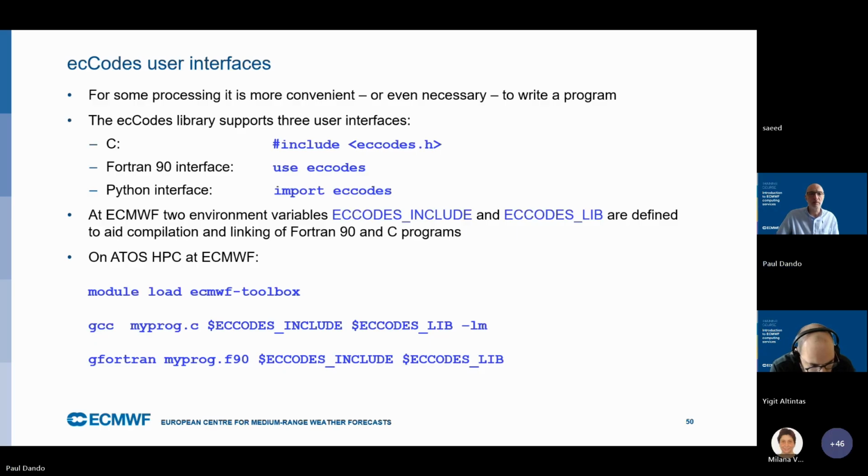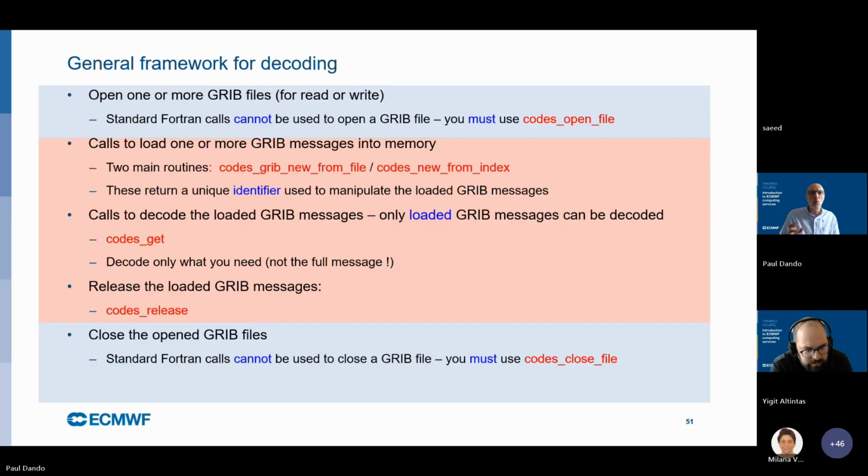So when you're decoding using the API, we put together this general framework, which is kind of thinking about it with Fortran, because we used to teach this course with Fortran. We're now moving more to Python. But the first thing you need to do is you open 1 or more GRIB files for reading or for writing. With Python or C, you can just use the standard system open functions. But with Fortran, you have to use a routine provided as part of the library called codes_open_file.